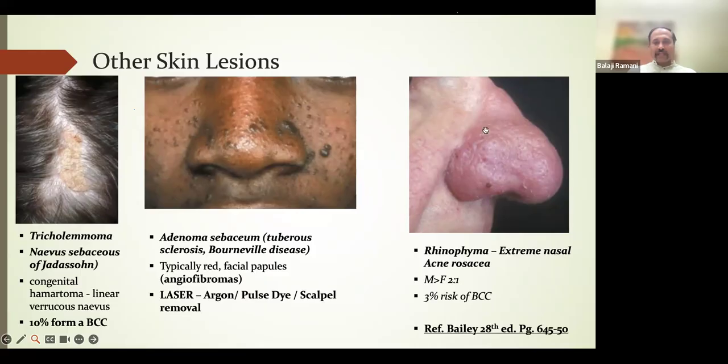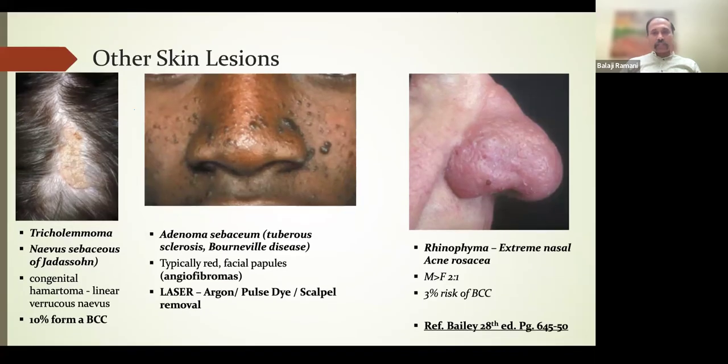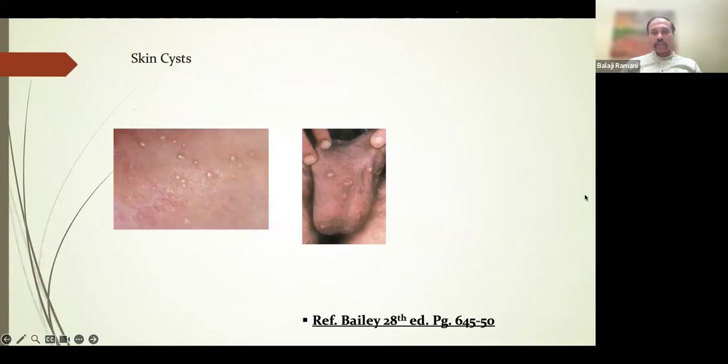And this is of course your classical rhinophyma, the thickened bulbous nose. If people are fans of Tintin and have read it, there is a character called Rastapopoulos who characteristically has a big nose. So I am reminded of Rastapopoulos whenever I see this rhinophyma. It is an extreme form of acne rosacea, common in males, and there is a very small risk of basal cell carcinoma, around 3%, as far as rhinophyma is concerned.